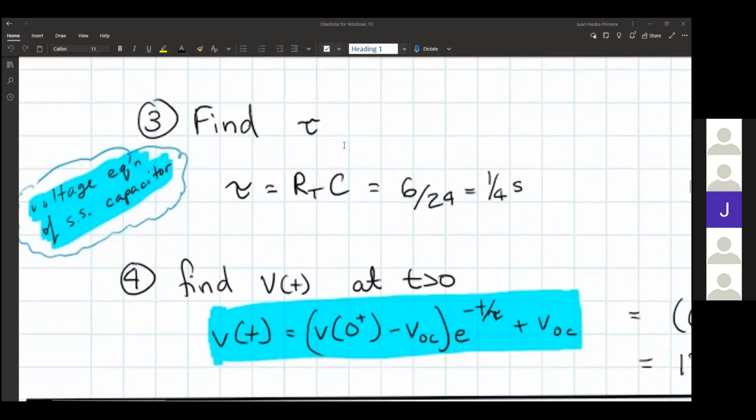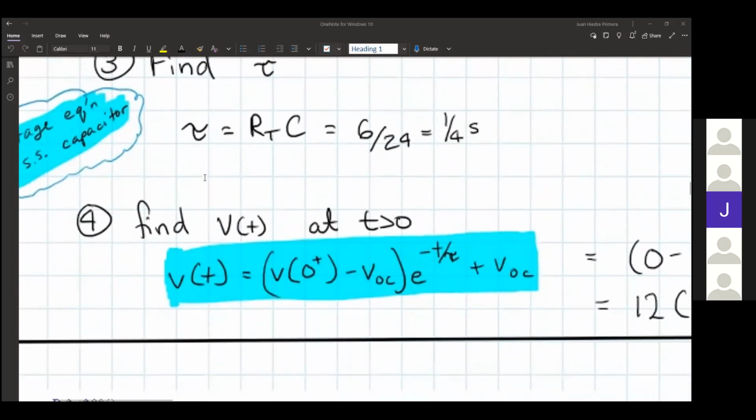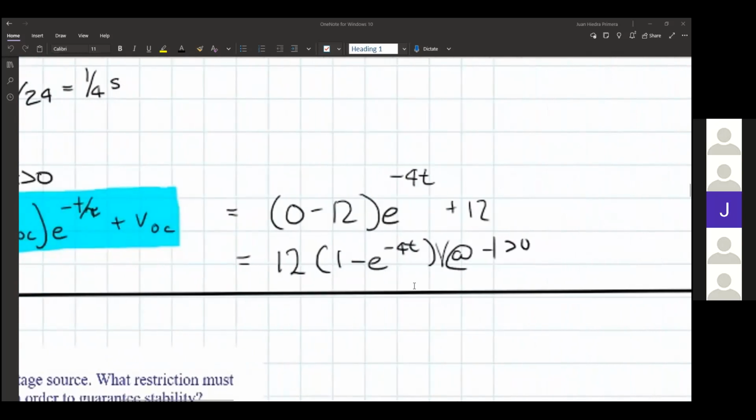Next up, we find the time constant. That's equal to the Thevenin resistance times the capacitor, or 1/4 seconds. Note that this unit is always in seconds. And we find V(t) then, which is going to be our V at 0 minus our open circuit voltage, times e to the negative t over the time constant, plus the open circuit voltage, or 12 times (1 minus e to the negative 4t) for t greater than 0.